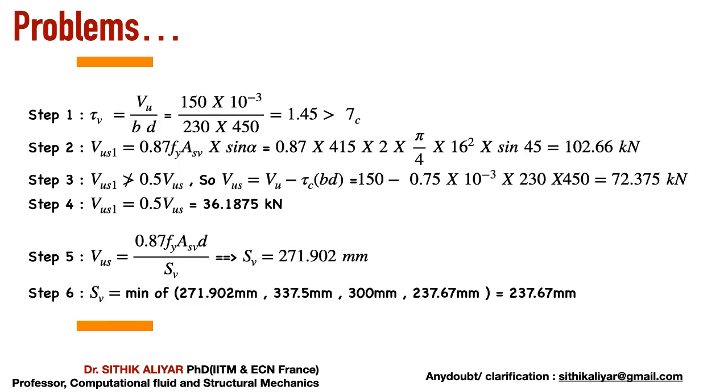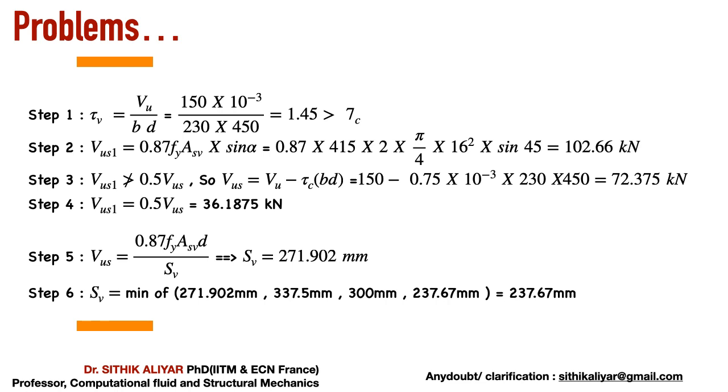Okay, you see step 1, as usual I calculated the tau v value, tau v is coming around 1.45, and then step 2 I am calculating VUS1. VUS1 is nothing but 0.87 fy ASV into sin alpha. It is only a function of, you see, fy is 415, ASV is nothing but 2 into pi by 4, 16 mm bar square, since they have bent them. So that is just like an AST. 2 into pi by 4, 16 square into sin 45 degrees for the bending, so 102 kilonewton.